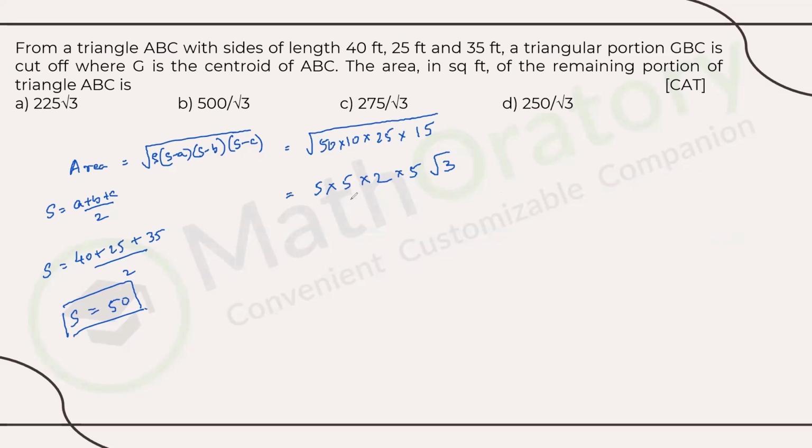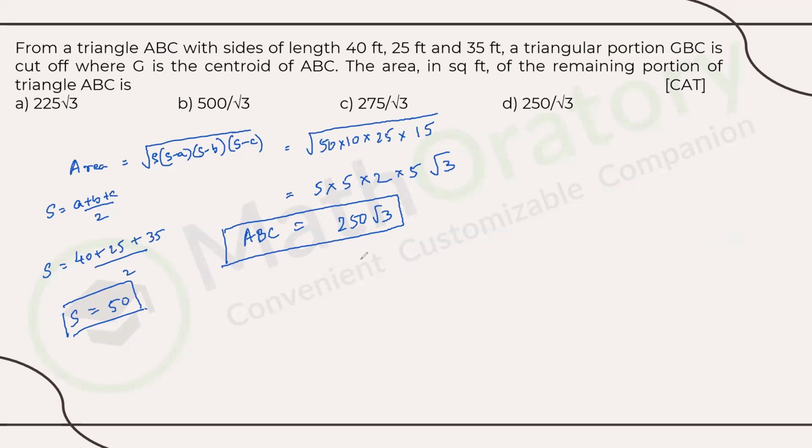So this is the area here. So let's quickly calculate this. 2 into 5 is 10, 5 into 5 is 25, 25 cross 10 is 250. And then there's a root 3. So the area of the triangle ABC is 250 root 3, right? The entire triangle out here.